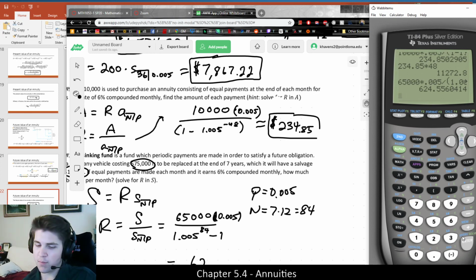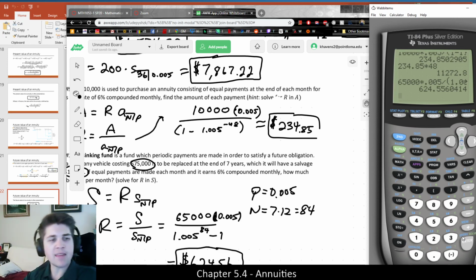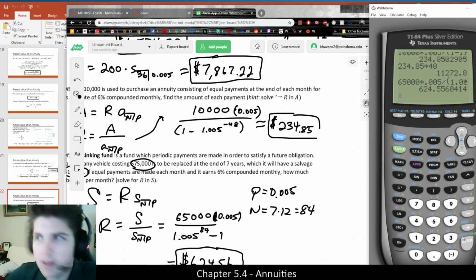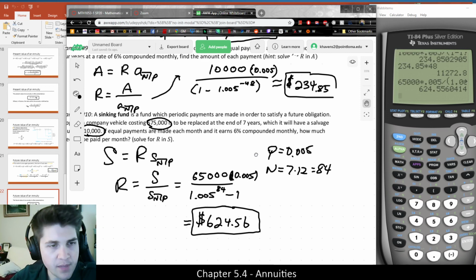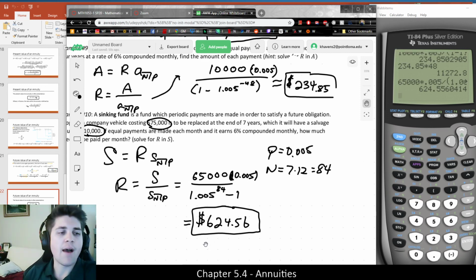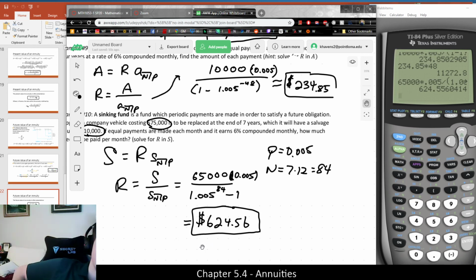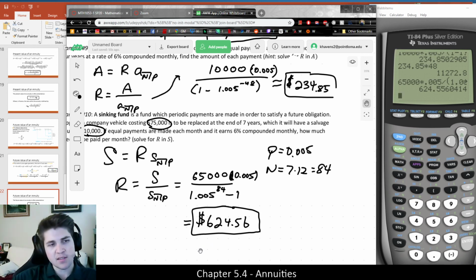Anyways, that would give me the value of the payments into that sinking fund, rounded to the nearest cent: $624.56. If I make that payment every month for 84 months, assuming compound interest, our sinking fund should have exactly $65,000 at the end, so that we will have enough to buy our new Escalade. So it gives us a financial goal for future expenditures, where we can obviously not be hit with it all at once.